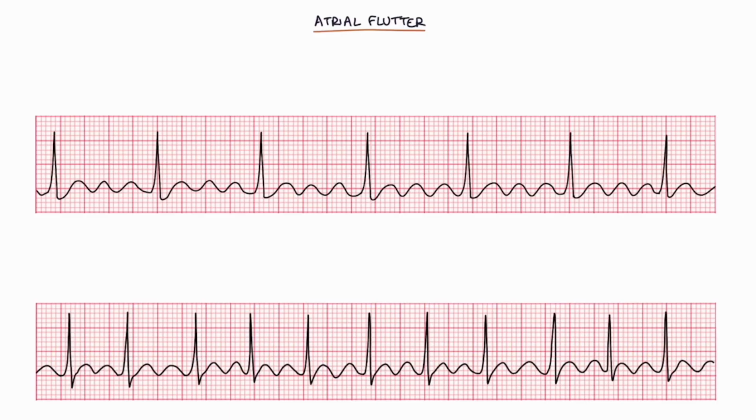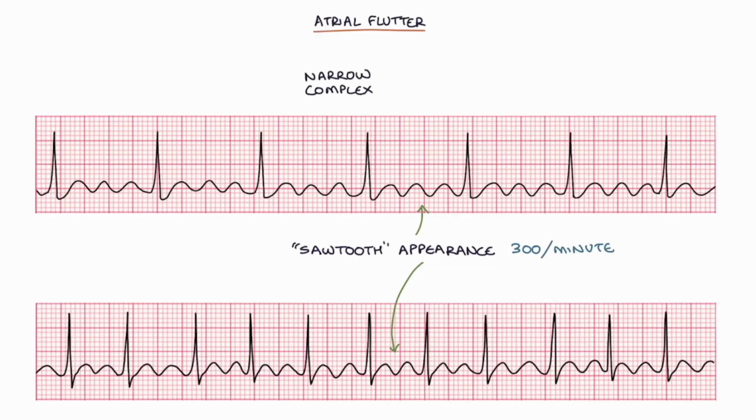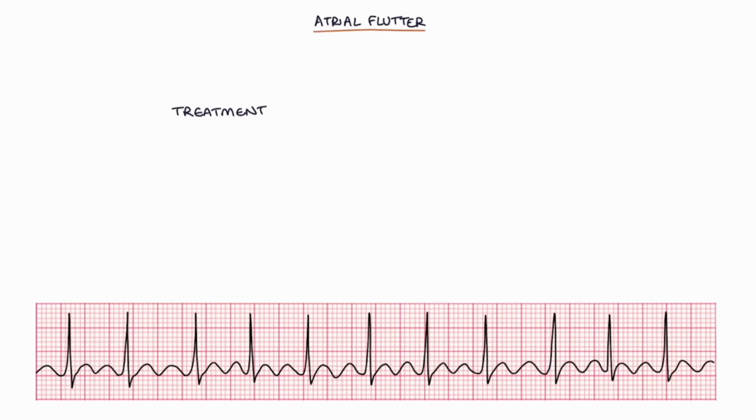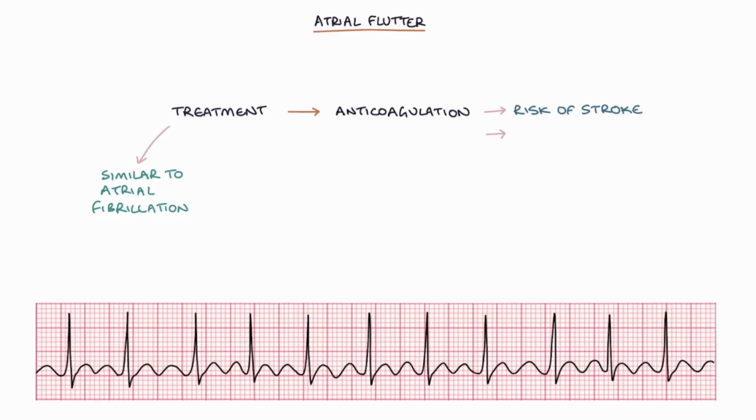Atrial flutter gives a sawtooth appearance on an ECG, describing a similar appearance to the cutting edge of a handsaw, with repeated P waves occurring at around 300 per minute with a narrow complex tachycardia. Treatment of atrial flutter is similar to atrial fibrillation, including anticoagulation to reduce the risk of stroke based on the CHA2DS2-VASc score. Radiofrequency ablation of the re-entrant rhythm can be a permanent solution.